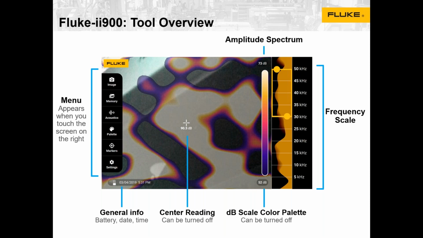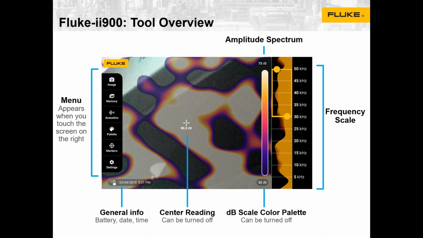Markers is that decibel reading right in the center of the screen that you see there, which is giving you the amplitude of the sounds that are within the screen or within the field of view. And then the settings is pretty basic stuff, just changing time, date, language if you need to, and the basics there. So that's the left-hand side of the screen. On the right-hand side, you see both the amplitude spectrum and the frequency scale.